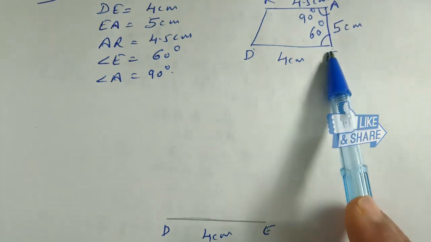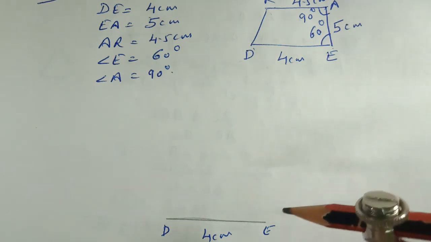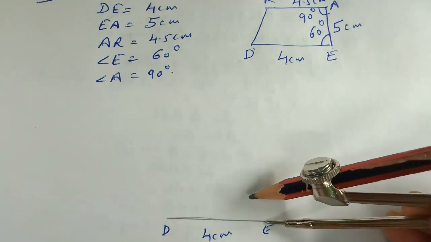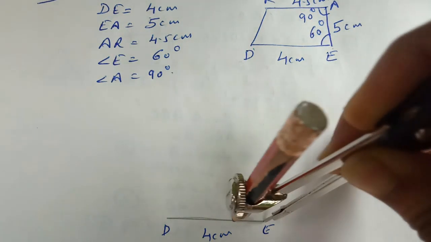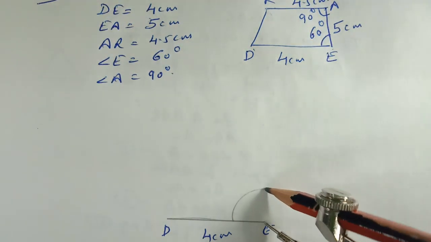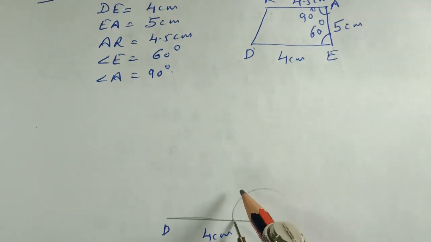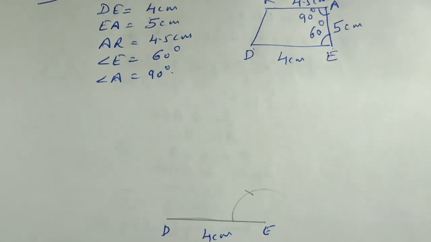Then angle E is given 60 degree. So taking the compass, we can draw the angle of 60 degree. What you have to do is take the compass, take a little measurement in it, keep it on the point E and draw an arc. Now on this arc, make a cut. So this cut is showing the angle of 60 degree.